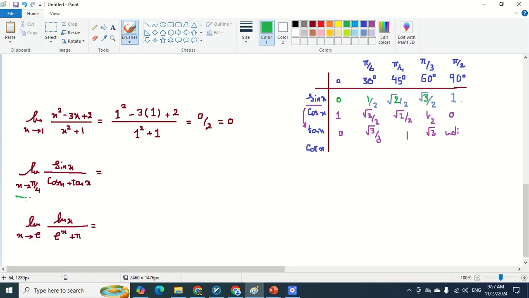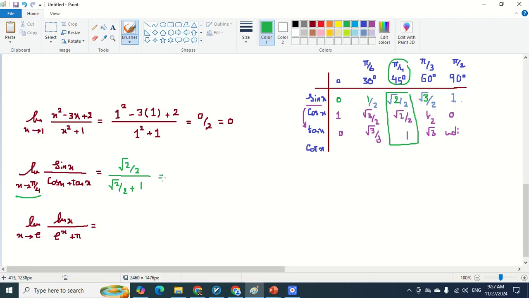Right now, x is tending to pi over 4, or 45 degrees, so we should know the values in that column. Instead of sine x, I should put the value of sine of 45 degrees, or pi over 4, which is root of 2 over 2. For the cosine also, we have root of 2 over 2, and for the tangent, we have 1. So we found the value indeed.